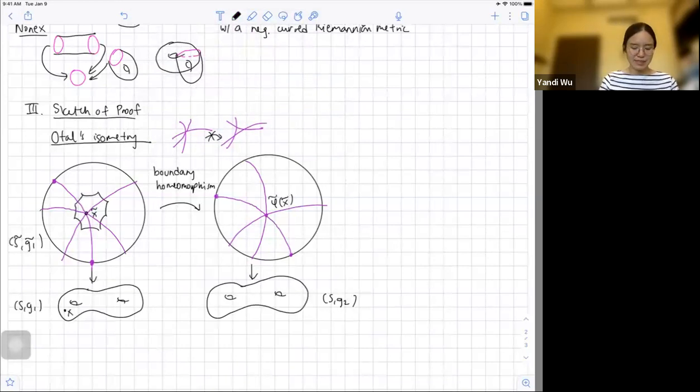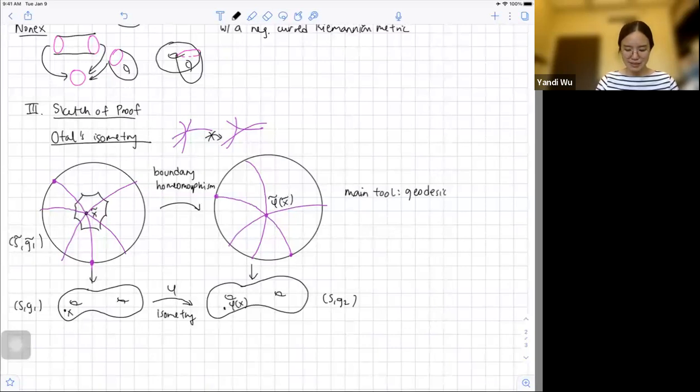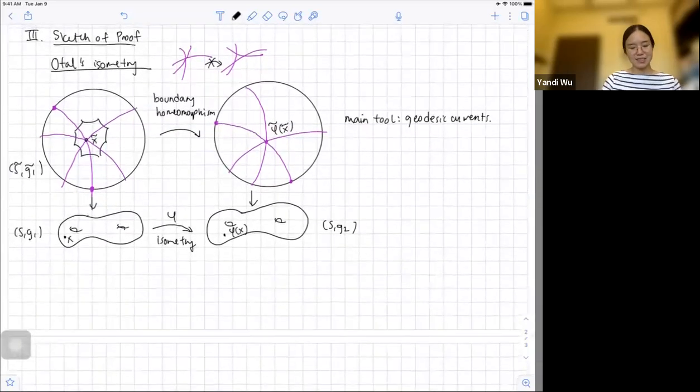And then it turns out that this defines a map between the universal covers that's induced by the boundary homeomorphism. In fact, it turns out that map is pi1 equivariant, so you can project back down to define an isometry. And I just want to point out a main tool here that maybe I'll have time to talk about later. It's geodesic currents. So that's Otal's isometry.